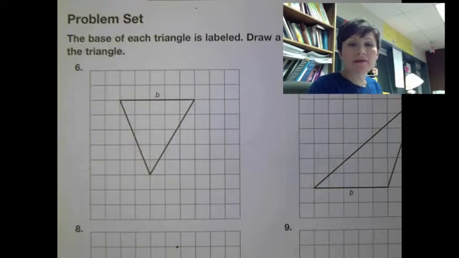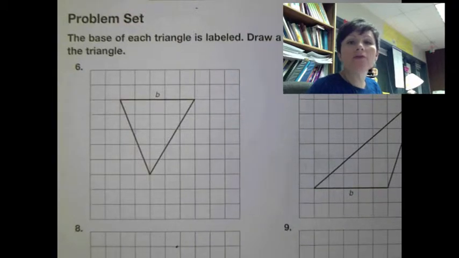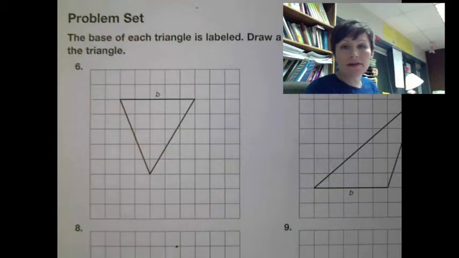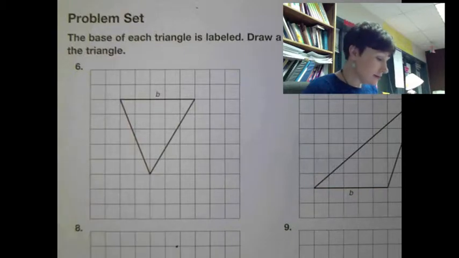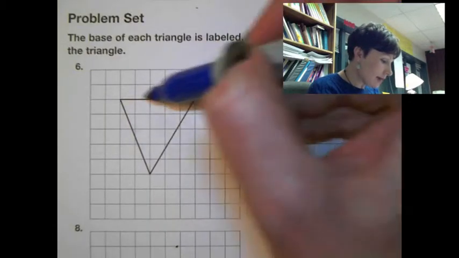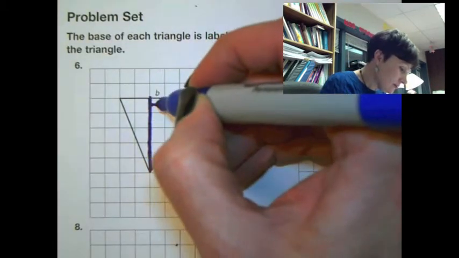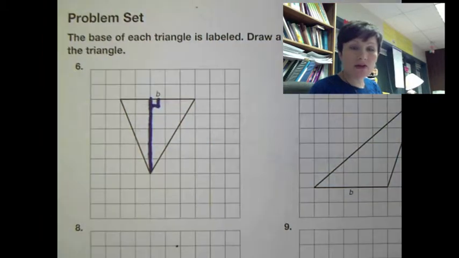Okay, so if we take a look at the first problem set in Lesson 3, the first asks us to draw the segment that represents the height of each triangle. So if you recall from our lesson in class, we talked about where the different heights could lie. The height or the altitude is the perpendicular distance from a base to the opposite vertex. So if you look at number 6, the base is labeled as B, and the perpendicular distance from that base to the opposite vertex would be as shown.